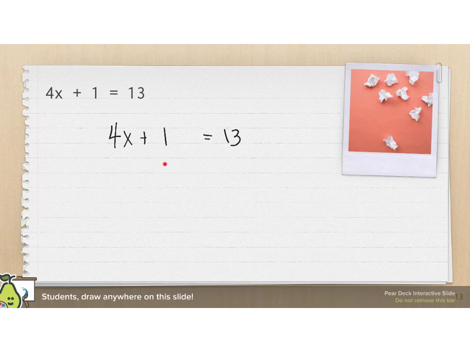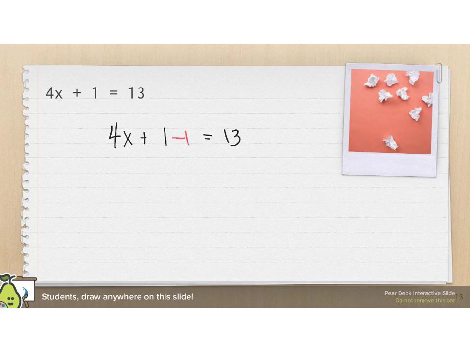I need to undo the operations that are happening, and when I undo them, I'm going to go backwards through BEDMAS. And what I mean by that is I'm going to get rid of the plus 1 before I get rid of the multiply. So I'm going to get rid of the addition before I get rid of the multiplication. So I'll go backwards through BEDMAS. In this particular case, in order to get rid of plus 1, I'm going to subtract 1.